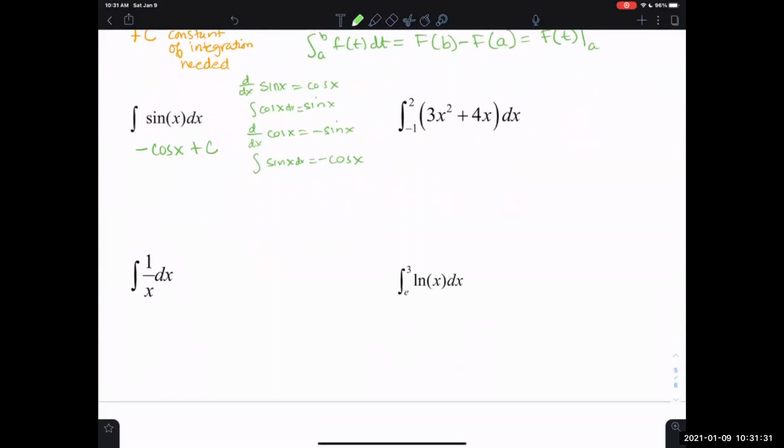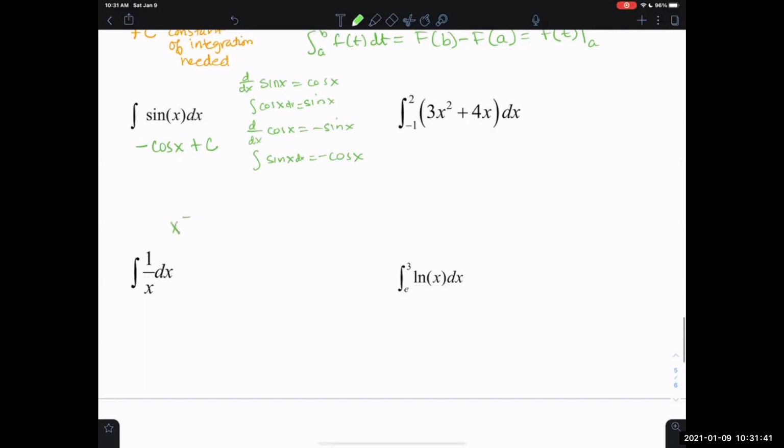Now with 1 over x, this is one of our special antiderivatives. If you think x to the negative 1, like a rewrite, you can't add 1, you get 0, and then you'd have to divide by 0. So you can't actually use a power rule here. So your antiderivative of 1 over x is ln x plus c. Now, to make it even more special, let's look at our graph of 1 over x.